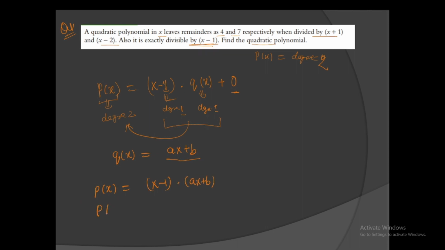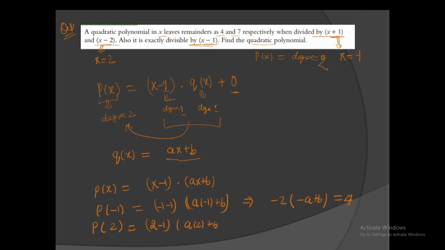So if we put the value of x equal to minus 1, dividing by x plus 1, we need to put x as minus 1, and over here we need to put x as 2. So p of minus 1 will be how much? Minus 1 into a into minus 1 plus b. So basically it is minus a plus b, and this equals 4. And p of 2 is equal to 2 minus 1 times a into 2 plus b. So basically it is 2a plus b, and this equals 7.